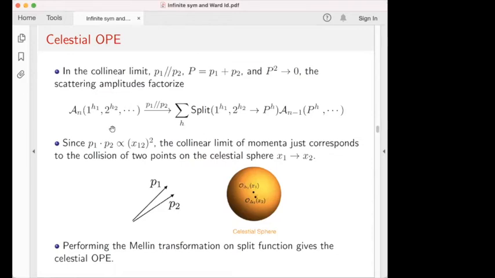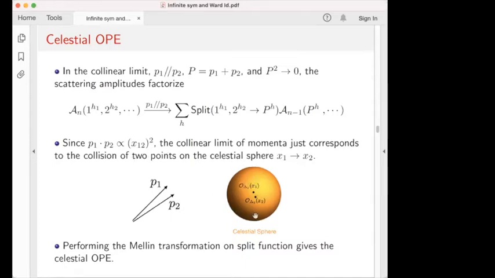So we have an m-point amplitude with 1, 2 collinear. Then this 1, 2 can essentially become one particle, so we have this (m minus 1)-point amplitude. But we also have some prefactor called the split function here. So in this collinear limit, P1 dot P2 goes to 0. And you can also use the previous parameterization of P in terms of omega and x. You will find that this P1 dot P2 is proportional to (x1 minus x2) squared. So in this collinear limit, x1 just goes to x2.